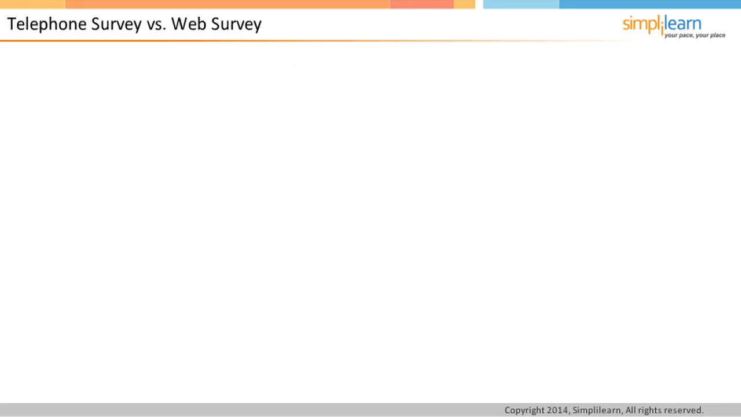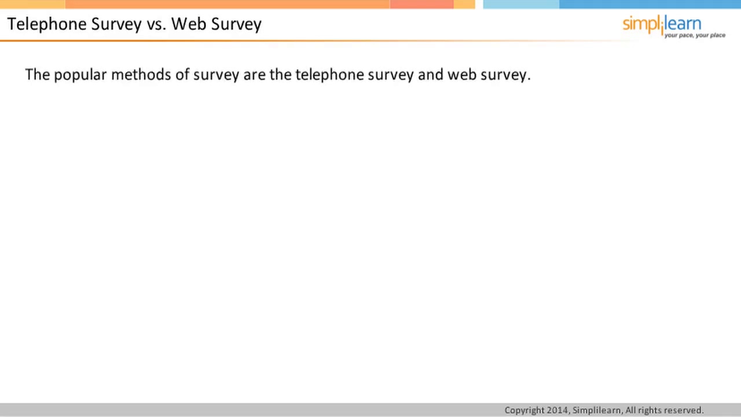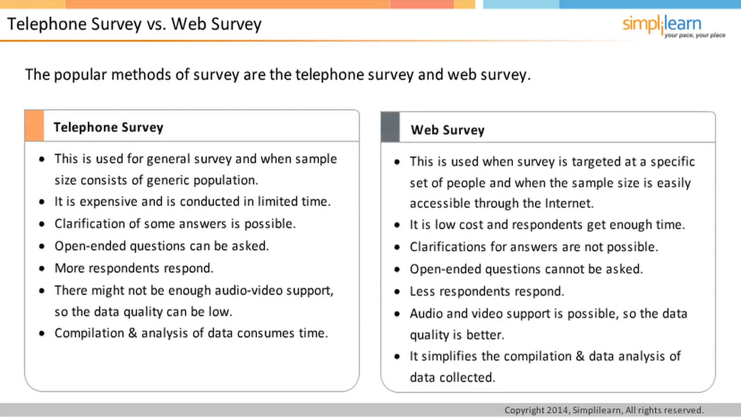There are different methods to collect data for a survey. The methods need to be based on the requirements and needs of the organization. The popular methods of survey are the telephone survey and web survey. Both have their own drawbacks and benefits, which are given on the screen. The organization needs to choose a method of collecting data according to the situation. It is recommended to go through the content for a better understanding. In the next screen, we will learn about focus groups.